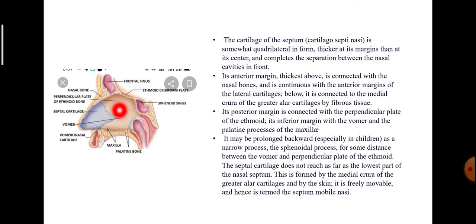The septal cartilage does not reach as far as the lowest part of the nasal septum, and this is formed by the medial crurae of the greater ala cartilages and by skin. Now, this part is freely mobile and therefore called the septum mobile nasi.